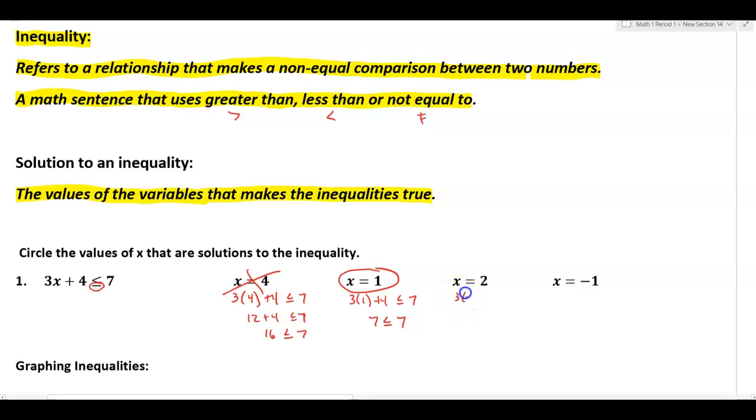Next one, 3 times 2 plus 4, that's going to give you 10. Is 10 less than or equal to 7? No. When we look at negative 1, 3 times negative 1 plus 4 is less than or equal to 7. Negative 3 plus 4 is 1. 1 is less than or equal to 7. That is going to be a solution. So the easiest way to check if it's a solution or not is to plug it in and determine if it makes a true statement or not.